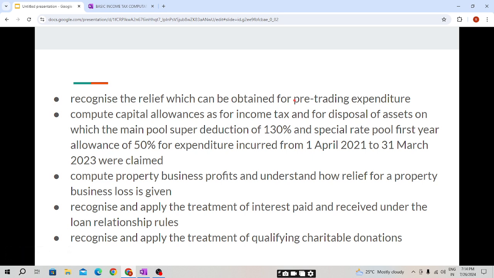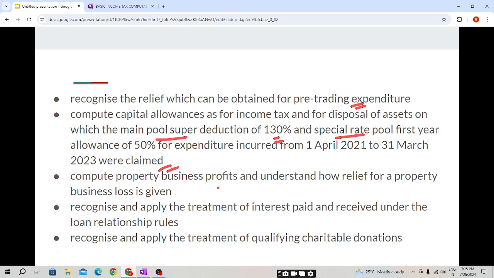Recognize the relief which can be obtained for pre-trading expenditure. Compute capital allowance as for income tax and for disposal of assets on which the main pool super deduction of 130% and special rate pool first year allowance of 50% for expenditure incurred from 1st April 2021 to 31st March 2023 were claimed. So we will be studying the capital allowance for companies, and we have two important topics here: the super deduction for main pool and the special rate pool.